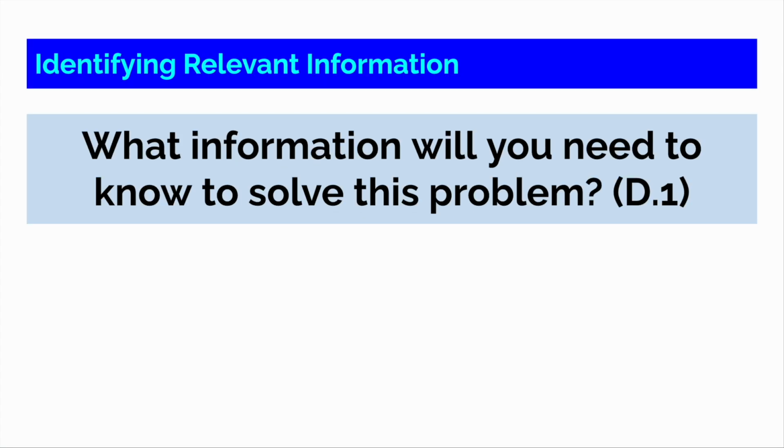D1 is identifying relevant information. What information will you need to solve this problem? For this arrow example, we need information like the x-intercepts, the vertex, etc. It is okay to use math vocabulary, but if you are aiming for higher grades, you have to list the required information in the context of the problem. For example, the starting point of the arrow, the location of the target, the maximum height, etc.